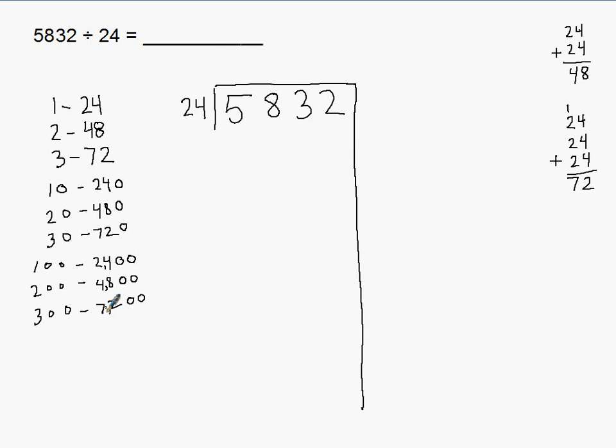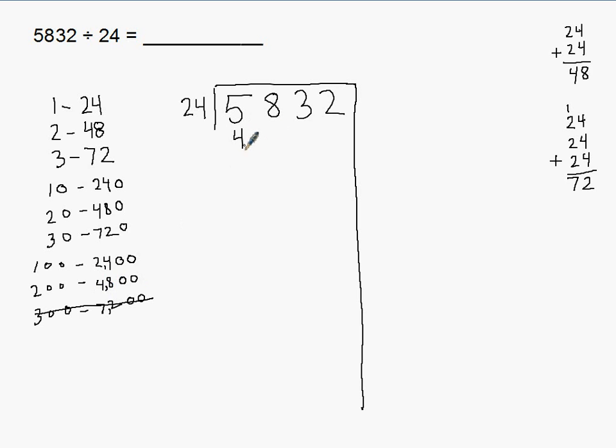And I see that 7,200 is greater than 5,832, so I won't be able to subtract that from this number, so I'll cross it off. And then I look on here and I see that 4,800 is less than 5,832, so I'm going to keep that. Alright, next thing I'm going to do is look at this set of numbers right here, and see what the largest number is that I can subtract from 5,832. And that would be 4,800.